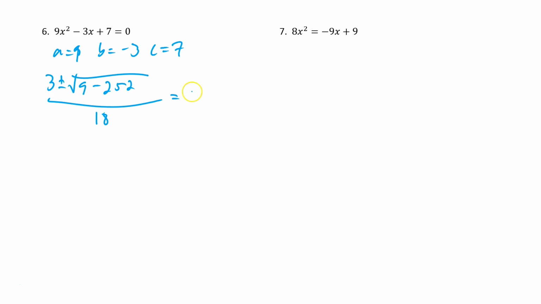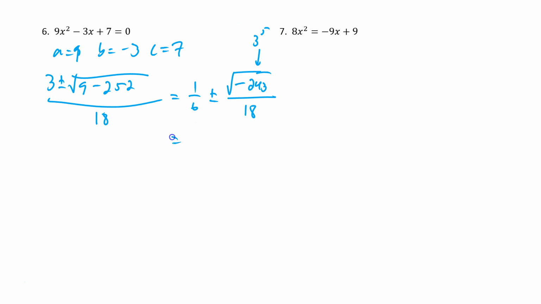So 3/18 is 1/6. Plus or minus, square root of 9 minus 52, that is square root of negative 243, all divided by 18. So 243, I kind of have that number in my mind. I think that is 3 to the 5th power. So if I think about it that way, then I think, well, I can take 4 of those out. 3 to the 4th is 81.